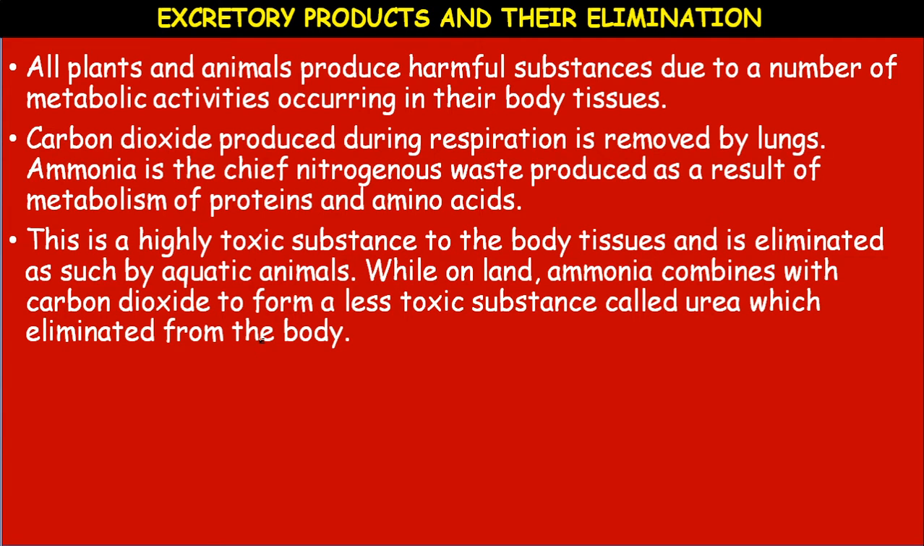While in land animals, the ammonia combines with the carbon dioxide to form a less toxic substance called urea, which is eliminated from the body. Okay, in aquatic organisms, ammonia NH3 is eliminated as it is. Whereas in the terrestrial animals, land animals, this ammonia combines with the carbon dioxide and forms urea. CO(NH2)2, it's urea.